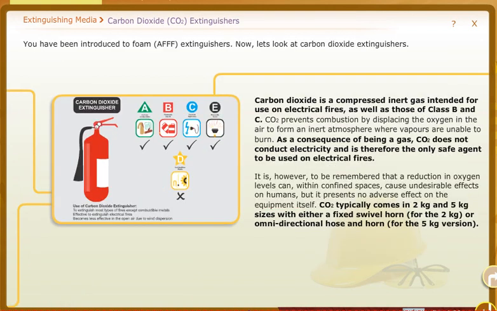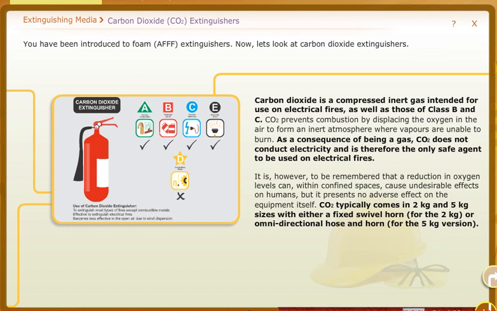You have been introduced to foam or AFFF extinguishers. Now, let's look at carbon dioxide extinguishers. Carbon dioxide is a compressed inert gas intended for use on electrical fires as well as those of class B and C.